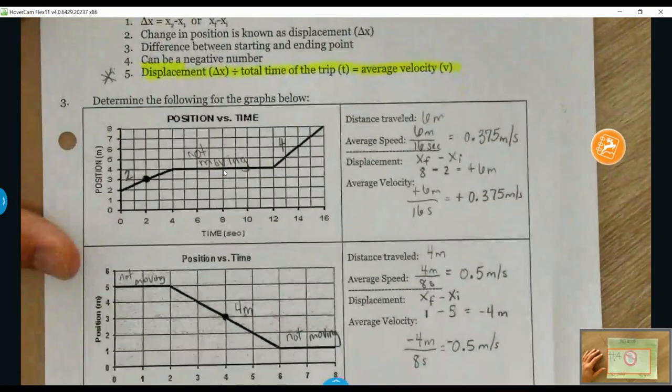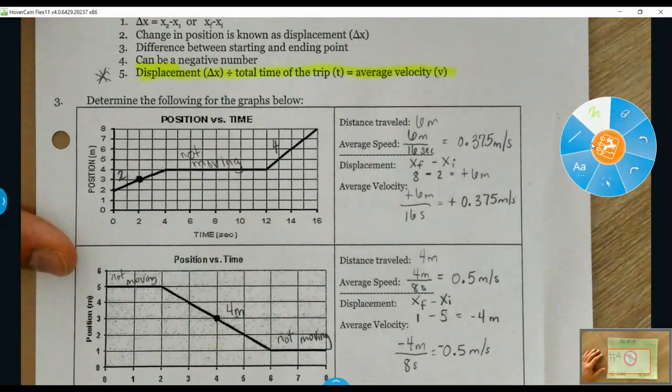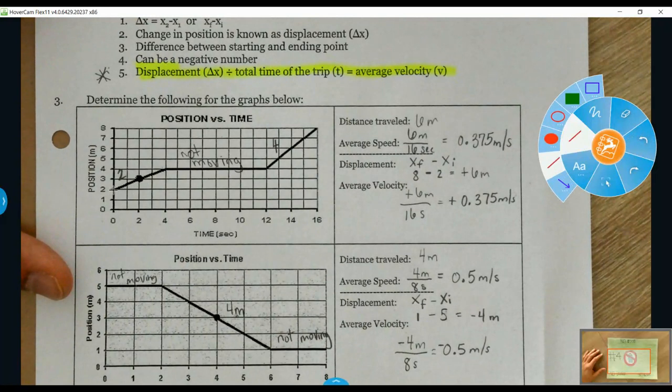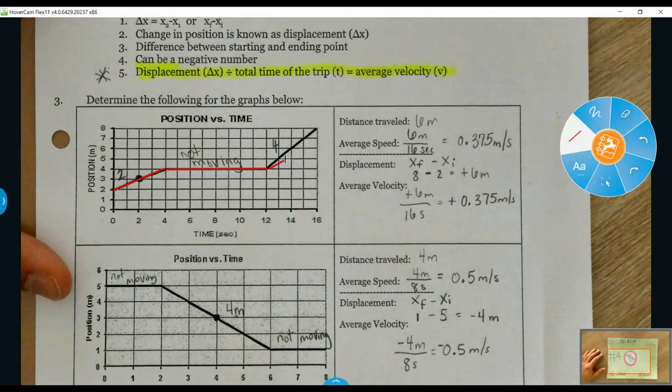So in this first one, I'm just going to run through this a little quickly. We started at 2. We went up to 4. So we moved 2 meters. Flatlining here, we were at a position of 4 meters. We didn't increase or decrease, so we didn't move. And then in this last segment, we went from 4 to 8. So that's a distance changed of 4 meters. So 2 plus 4 is 6. Average speed equation, total distance over time, boom.